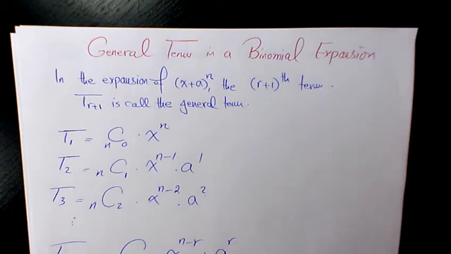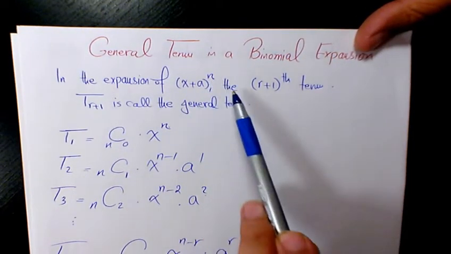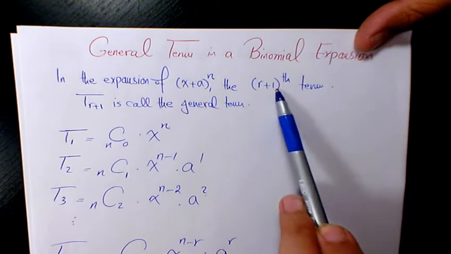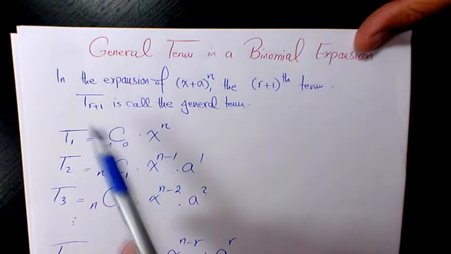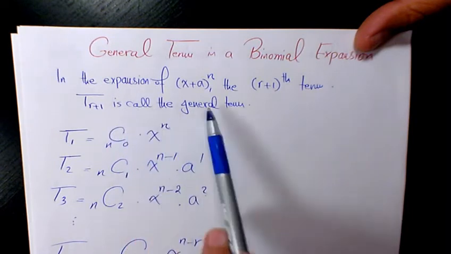Welcome to another video. In this video I want to talk about the general term in a binomial expansion. So when we are talking about the general term, what should we write? In the expansion of (x + a)^n, the (r+1)th term, which is called t_(r+1), is called the general term.